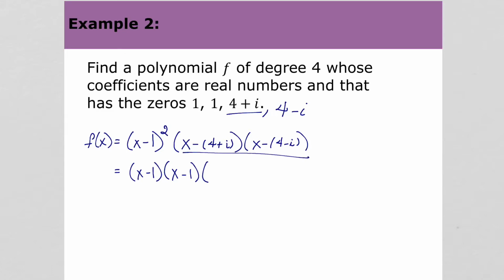I'm going to foil this first. This just seems to be the easiest way to go about it. So we've got x squared. Then we've got x times negative (4 minus i), so negative x times 4 minus i. Then we've got negative (4 plus i) times x, so that's another negative x times 4 plus i, excuse me. And then we have negative (4 plus i) times negative (4 minus i). So we'll just write that out like this.